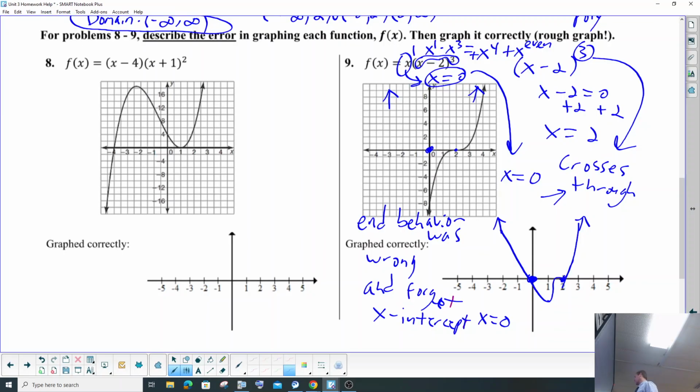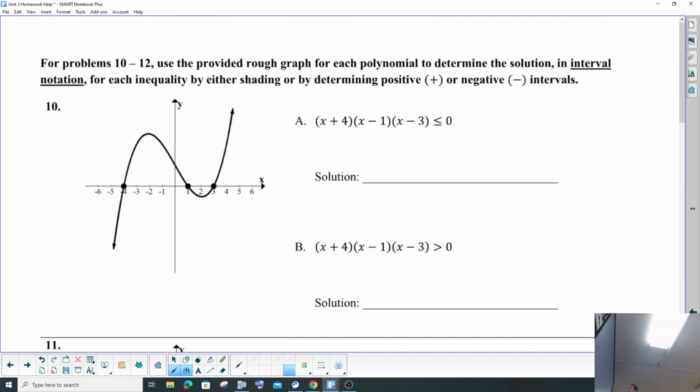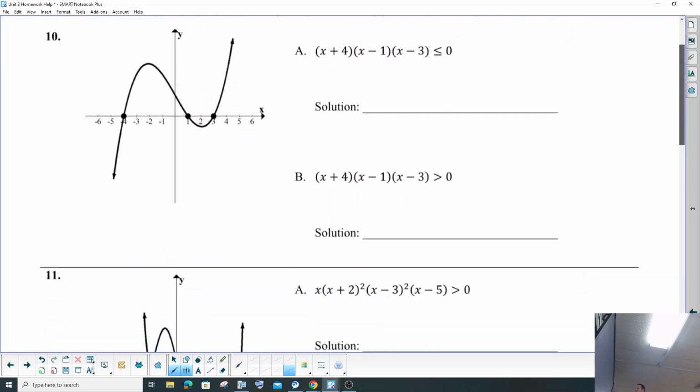Let's see here. So what are we working on, guys? Remember to pause me and try it on your own first. We were finishing on 3.4, number 9, and we figured out what was wrong there. So now we're jumping over to number 10, number 11.